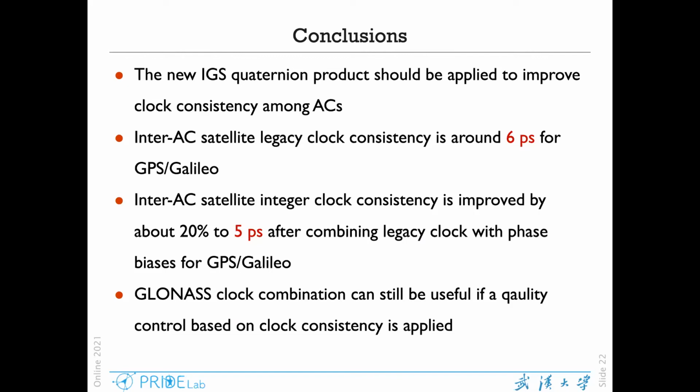And finally, Glonass clock combination can still be useful if a quality control based on the Glonass clock consistency can be applied. So we can remove the outlier Glonass clock combination results to avoid any bad impact of those outliers on the PPP solutions of the users.